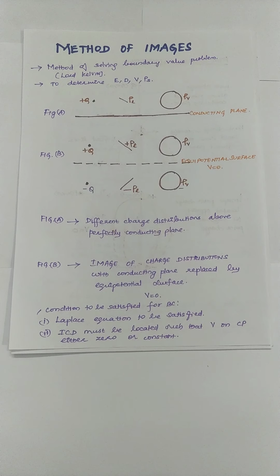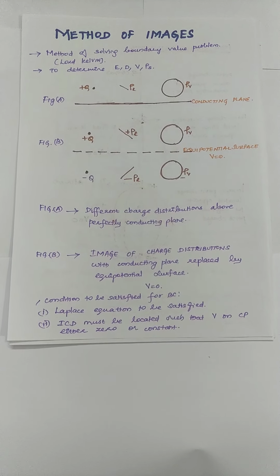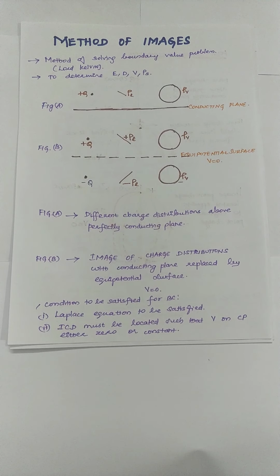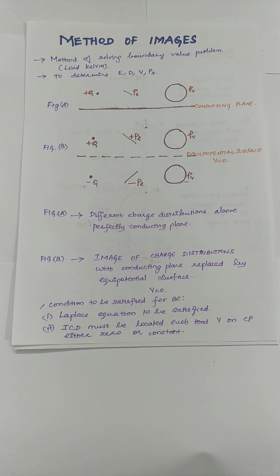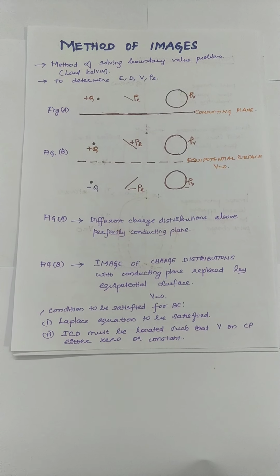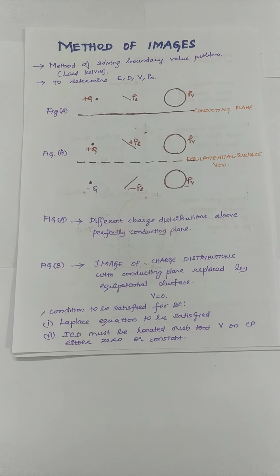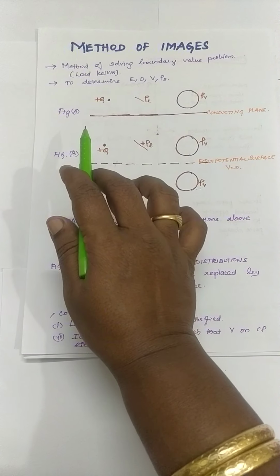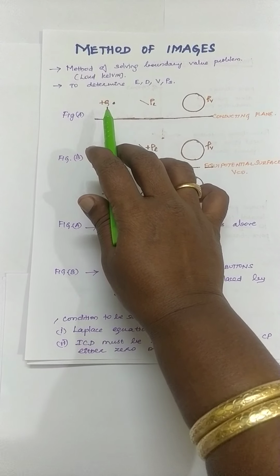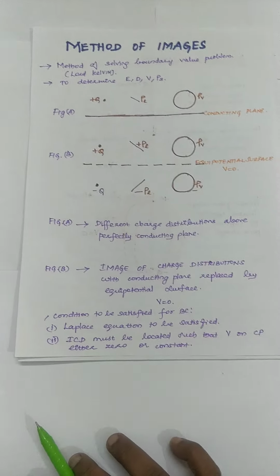Good day, students. We will learn the continuation topic of method of images. The method of solving the boundary value problem was invented by Lord Kelvin to determine the values of E, D, V and rho s. Now figure 1 shows the conducting plane above which a point charge, a line charge and a volume charge are placed.